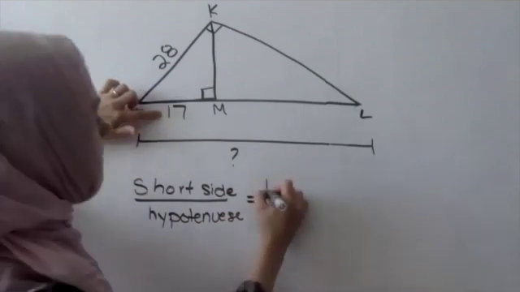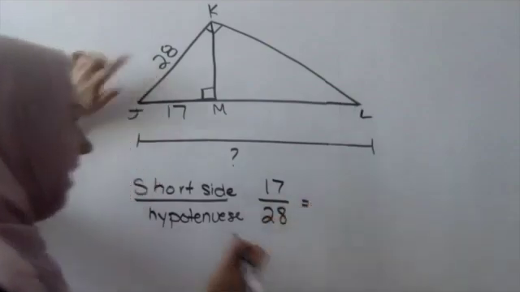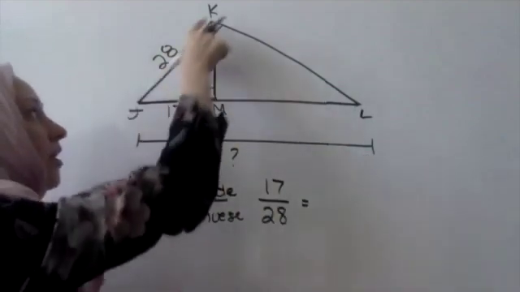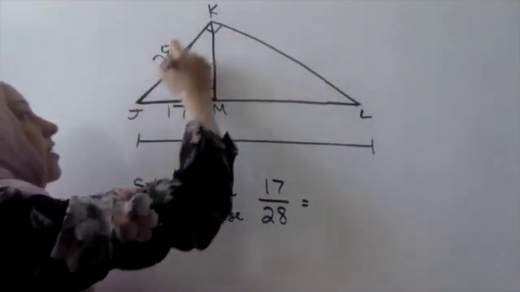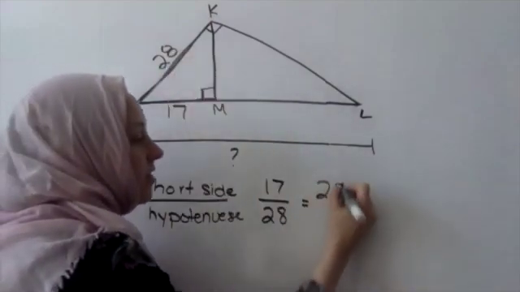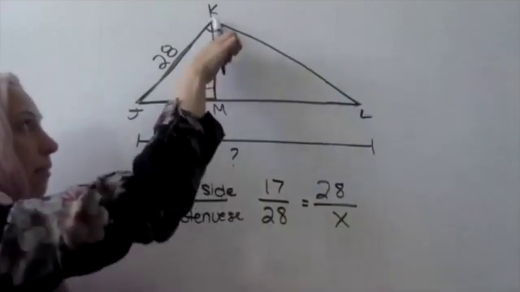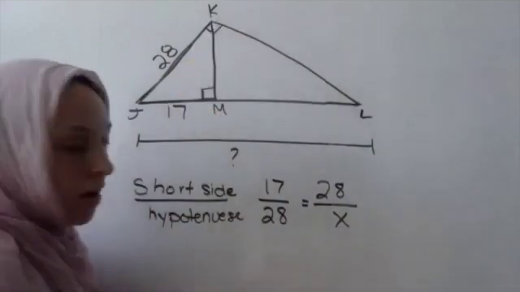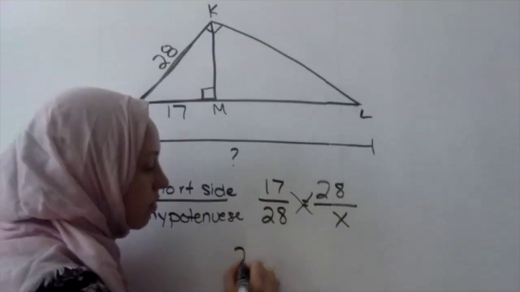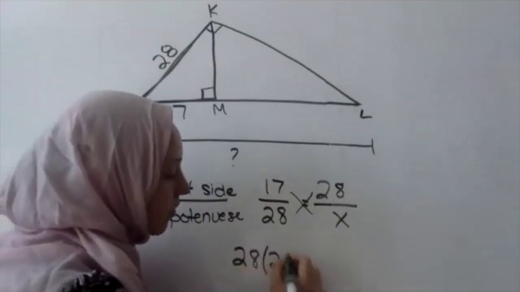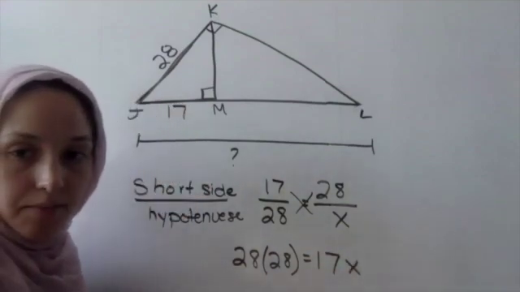So my short side is 17. My hypotenuse is 28. Okay, and now because I want this long side, I'm going to do my big triangle. So of my big triangle, what is the short side? My short leg is 28, and my hypotenuse is what I don't know, x. Remember the hypotenuse? So this is my proportion. Now I'm just going to cross multiply. So 28 times 28 equals 17x. And I would just solve that.